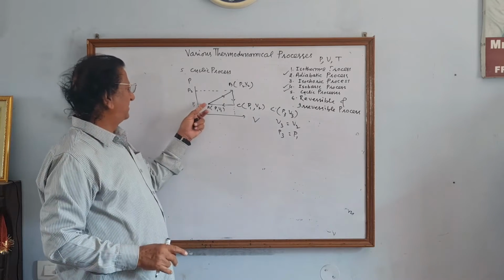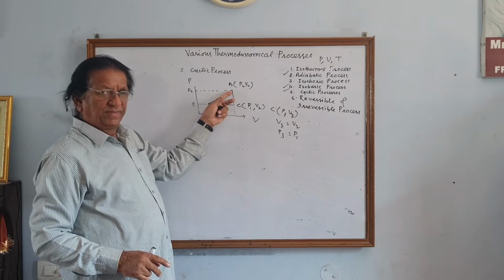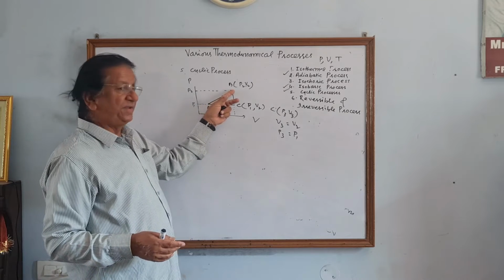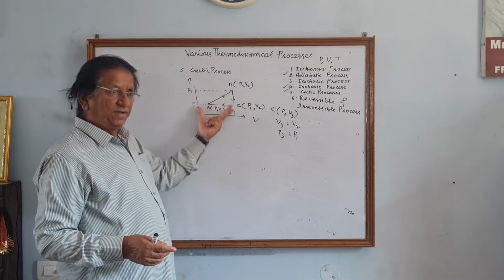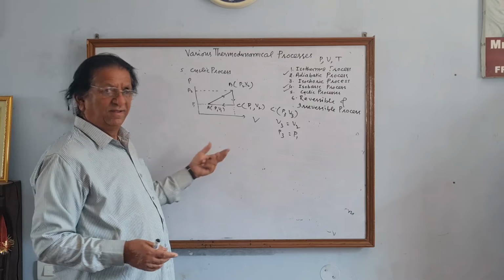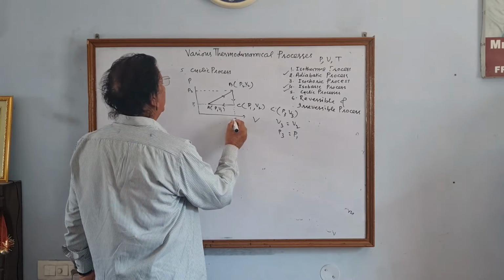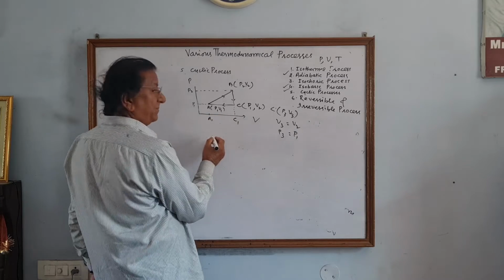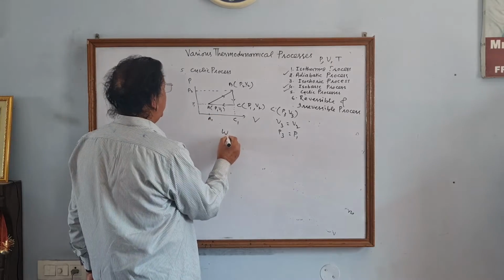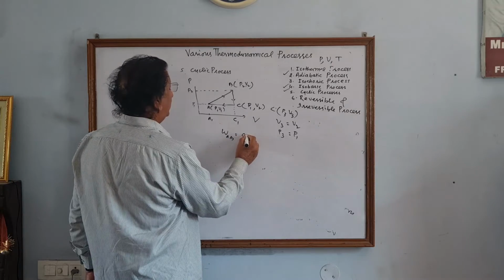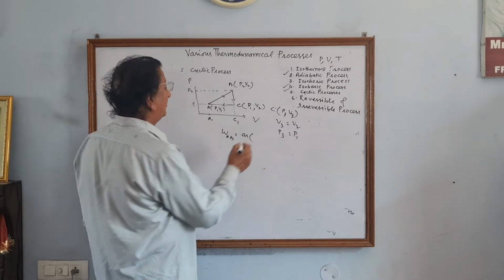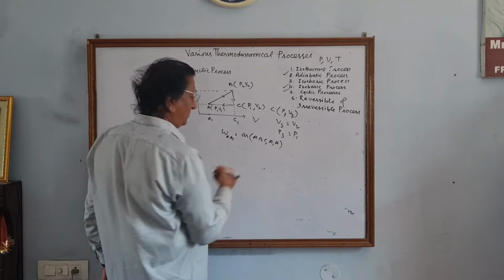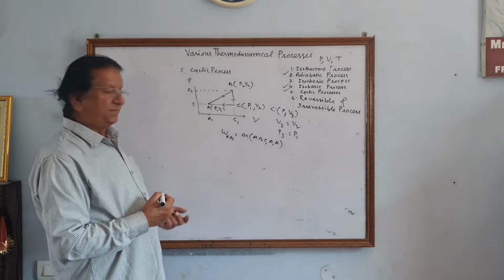First step, the system was brought from A to B state. What is the work done? When the system goes from A to B state, the work done is the area under the graph. If you take this as C1, this as A1, then the work done when the system goes from A to B is the area A, B, C1, A1, A. Area under the PV diagram. It is a PV diagram.